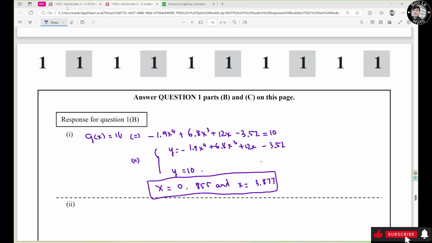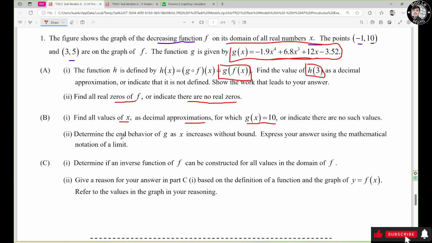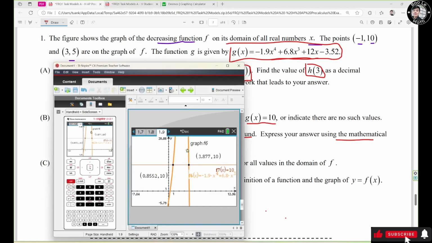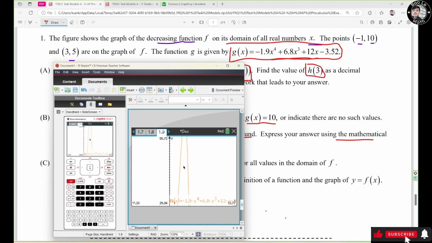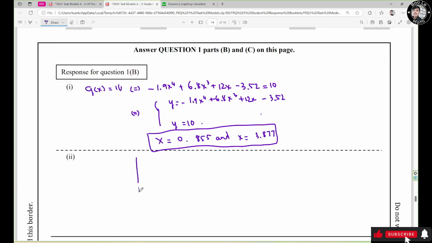Now let's move on to question B2i. Determine the end behavior of the function g as s increases without bound. In order to do this question, we're going to look at the calculator right here. We see the function right here, but it's not clear enough. So when you graph it, it's going to be something like this.